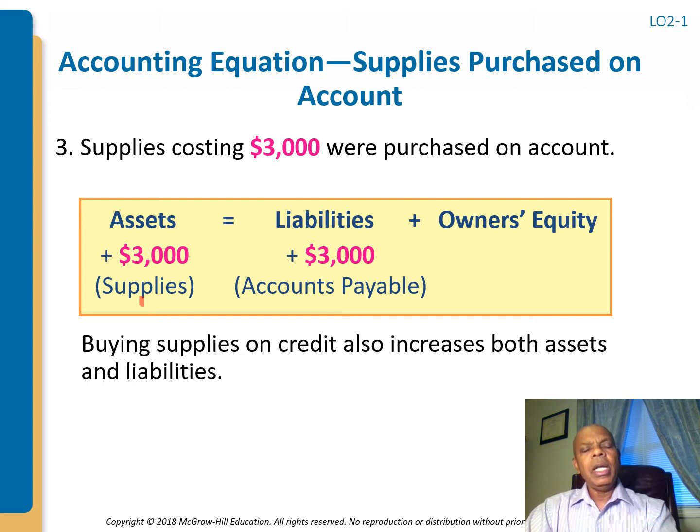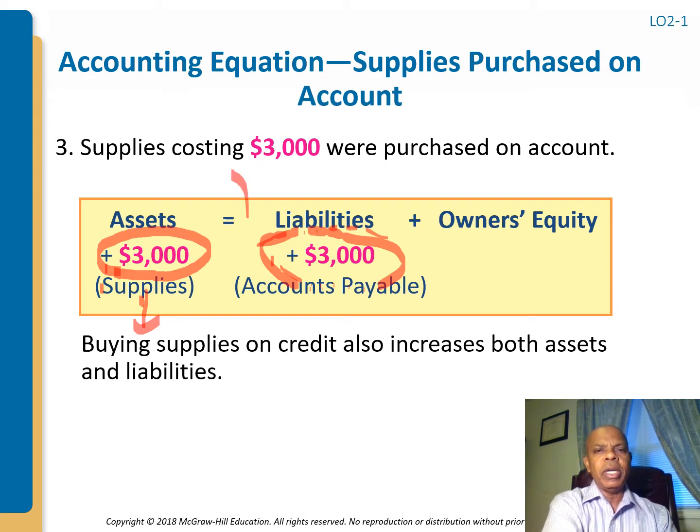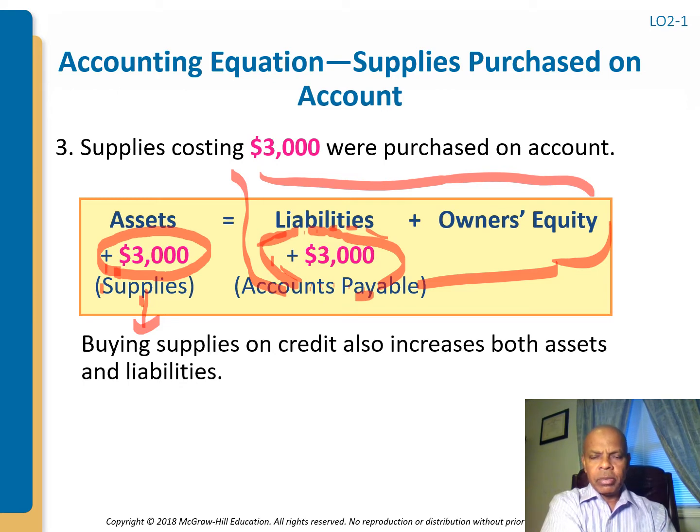Supplies, 3,000. And at the same time, liabilities increase by the same amount because you didn't pay now. You're going to pay in a month or 2 months from now. That's why accounts payable has increased by the same amount. What if he paid cash? What's going to happen? Now you will see on the asset side, supplies increases by 3,000. But if he paid in cash, his cash is going to decrease by 3,000. So it didn't do anything to the right side of the equation, but on the left side, assets, one increases, the other one decreases, but it's still going to have the same balance, correct?